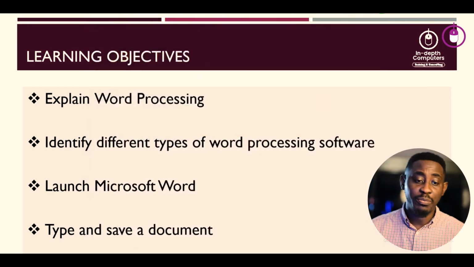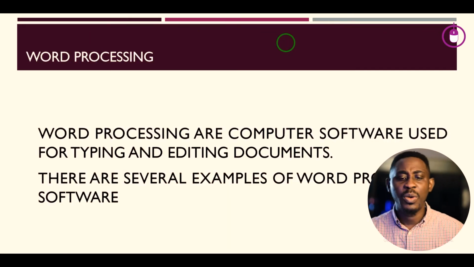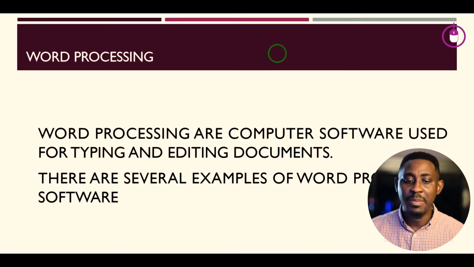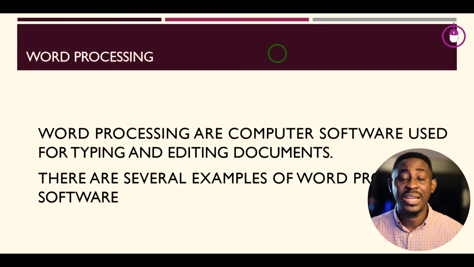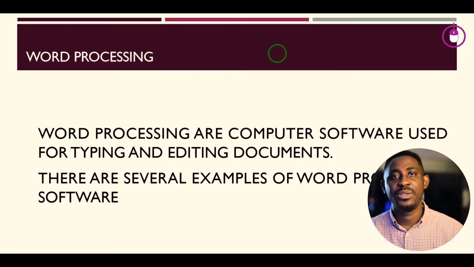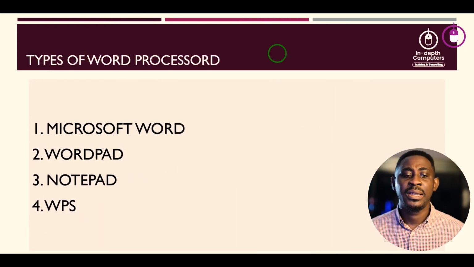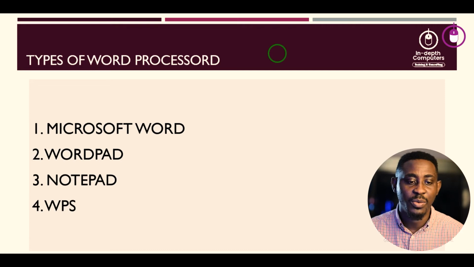But let's quickly talk about word processors. Word processors are computer software used for typing and editing documents. So any software that we can use to type and edit documents is referred to as a word processor. There are different examples or types of word processor software. A good example is Microsoft Word. We all use Microsoft Word.